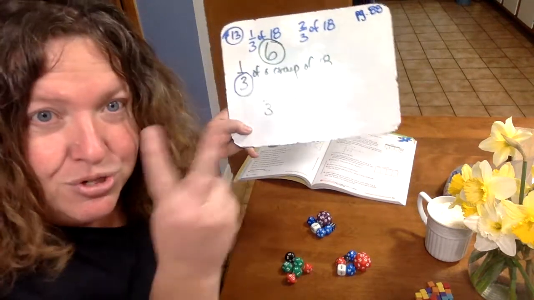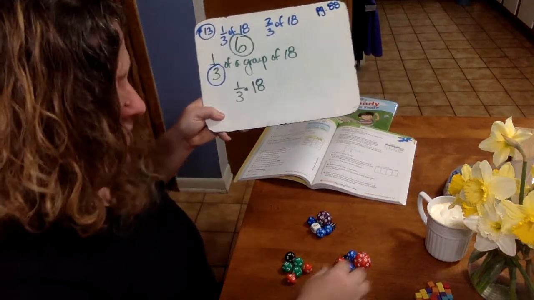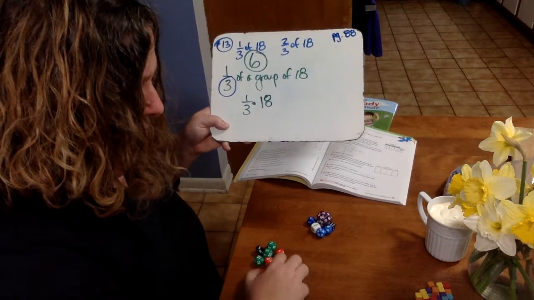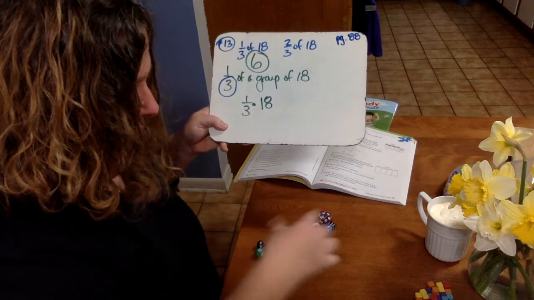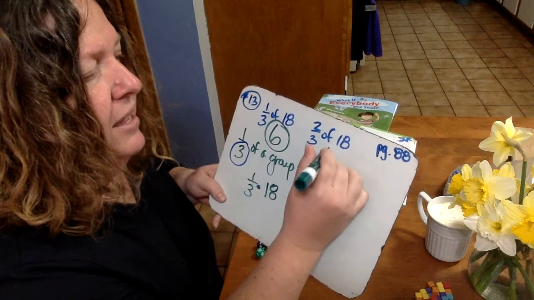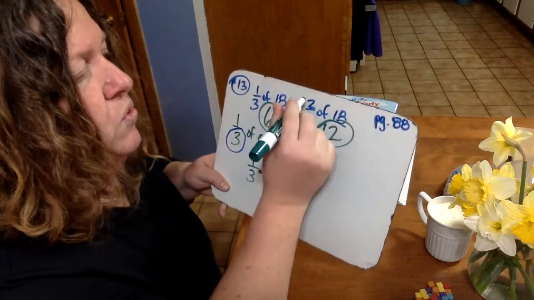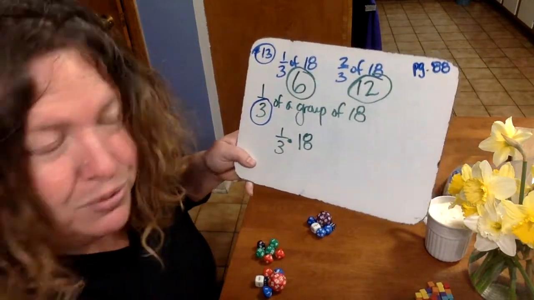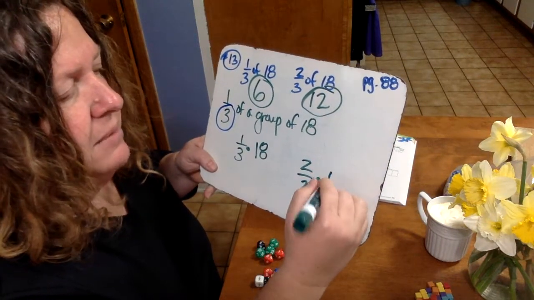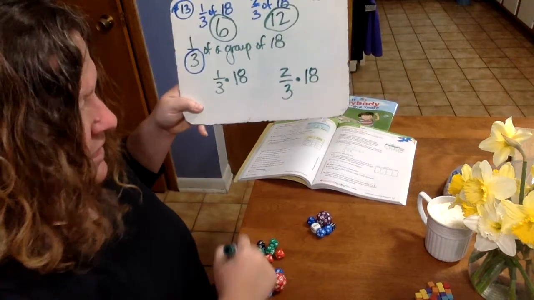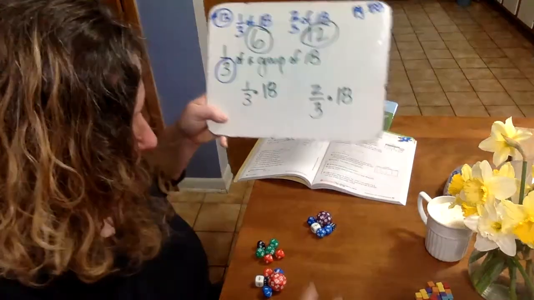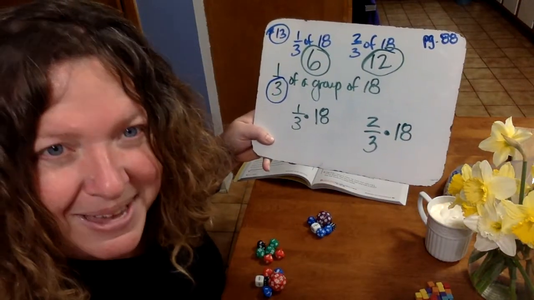What about 2/3 of a group of 18? Well, then that means you're choosing 2 groups. So you say, I'm choosing this group and this group. So now how many have I chosen? Now I've chosen 12, twice the number that I had before. So 2/3 of a group of 18, 2/3 times 18, is 12. And we figure that out by acting it out.